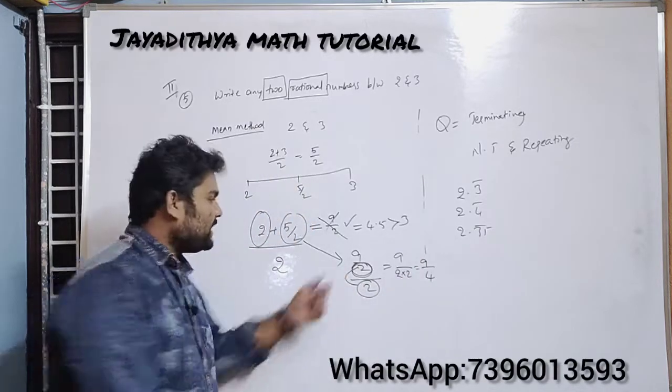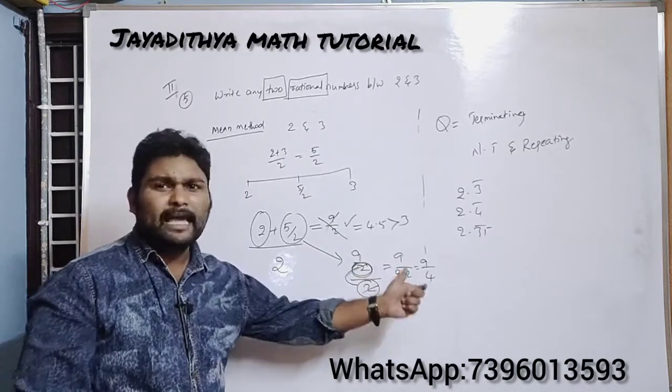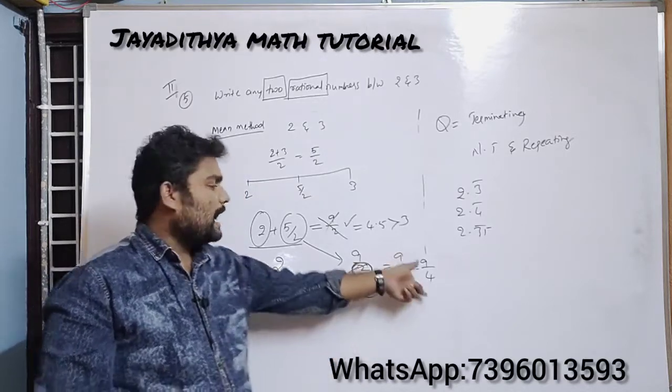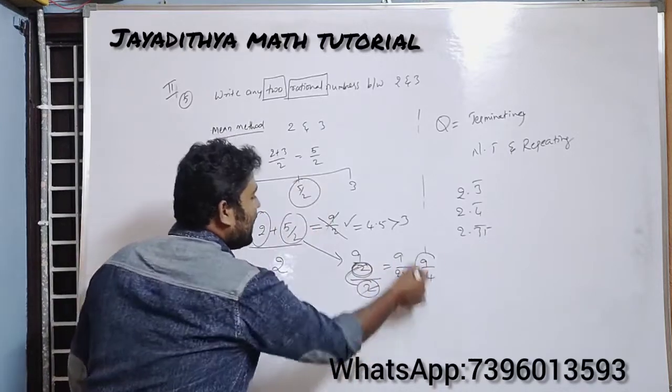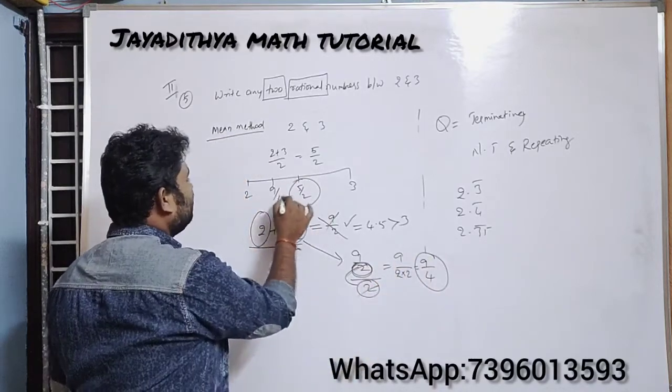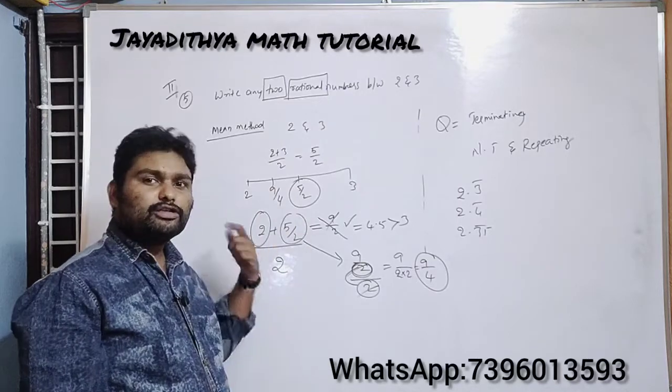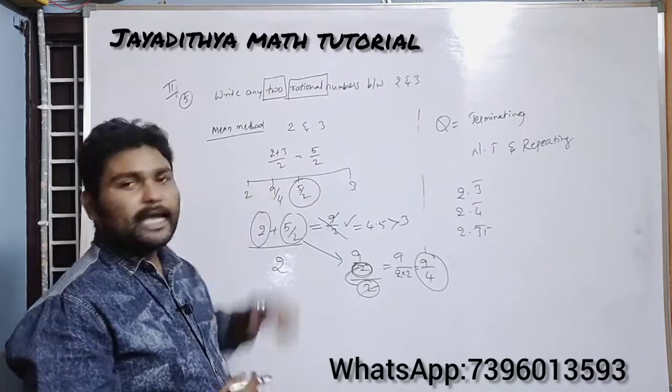I have observed this mistake also. They have cancelled 2 and 2 like this and they have written 9. How foolish is it, right? So the answer is 9 by 4. Now you can write the numbers like this. 5 by 2 is one number and the other number is 9 by 4. So by using the mean method also, you can write any number of rational numbers between any two numbers.